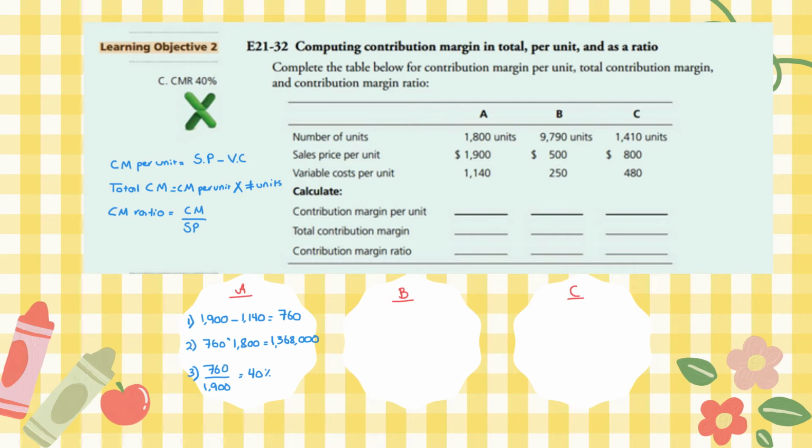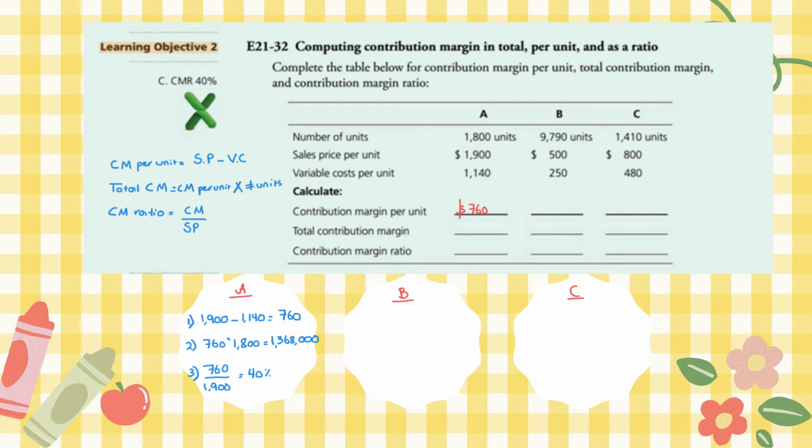So for A, contribution margin per unit will be sales price less variable cost. So I got 760. I'm going to write it down here. Okay, so this is in dollars. Total contribution margin, I can just multiply the 760 with the number of units here, the 1,800. I'm going to get 1,368,000. Or you can multiply 1,900 by 1,800 units to get the total sales.